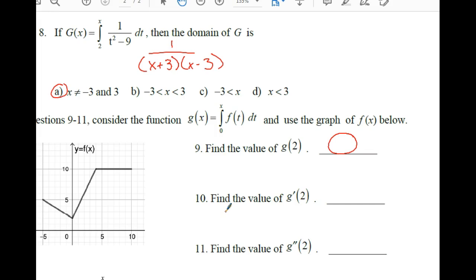Aren't the bounds just constants? So isn't it 0? Yes, however, now you're given the actual function. Like now f is the graph. Oh, it's not asking for the derivative. It's asking for the value of g of 2, so you have to be careful. It's not asking for g prime of 2. That's the next one.